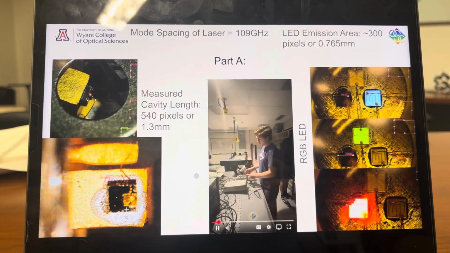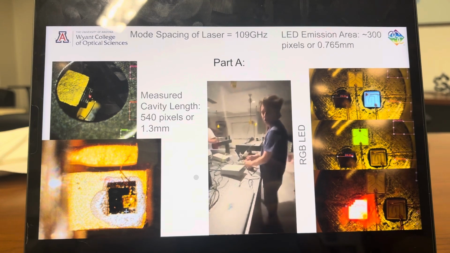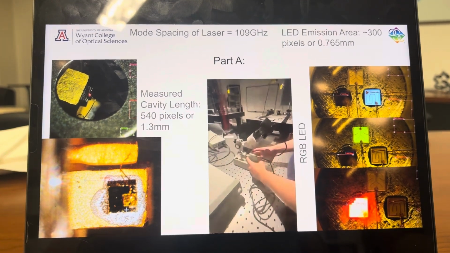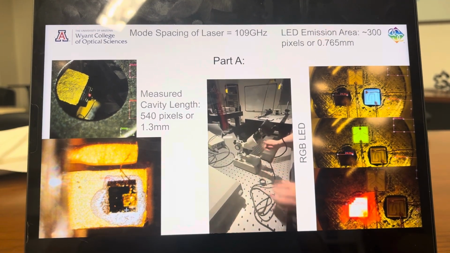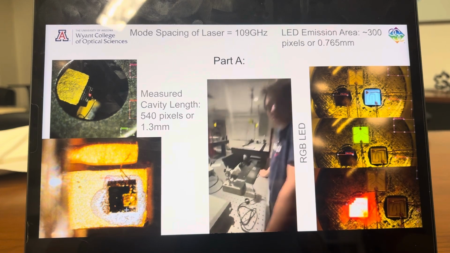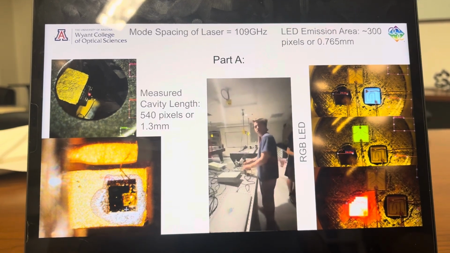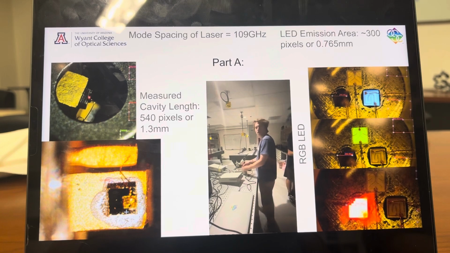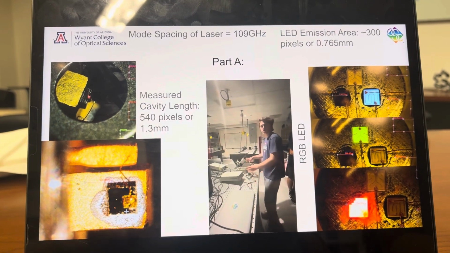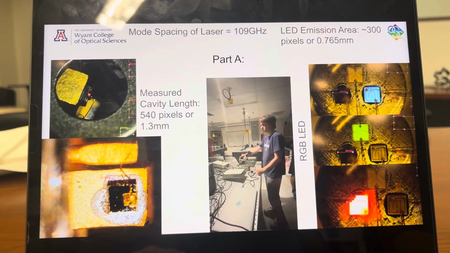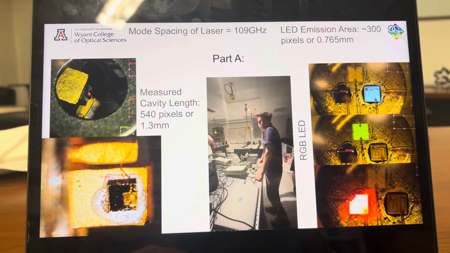So for this part, we put 3 LEDs, laser diodes, and a laser cavity under here. We did separate measurements. For the LEDs, we measured the area of the LEDs. For the cavity, we did the size of the cavity. And the laser diode was the structure of it. All under the microscope from a camera.